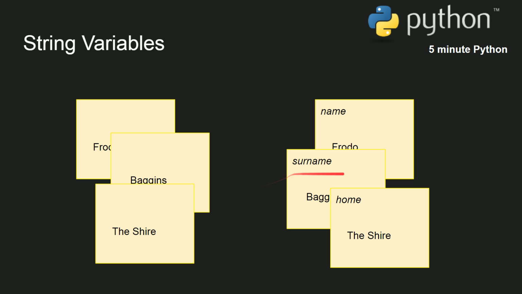And then that contains the value. So I've got here a piece of memory called name, and it contains the text Frodo. Another piece of memory called surname, containing Baggins. And another piece called home, the Shire, where they live. So that just helps us organise our programs a little easier and makes them a bit more readable, as long as our names are clear.